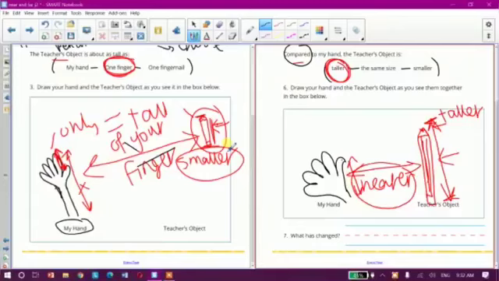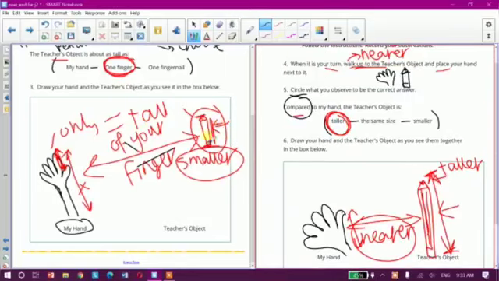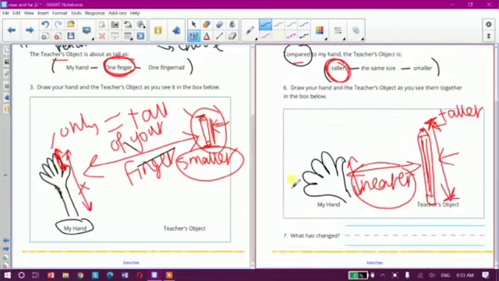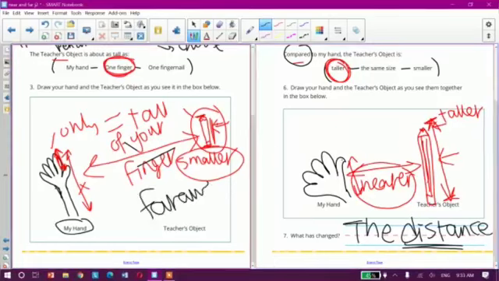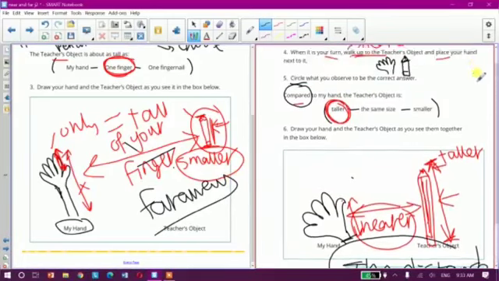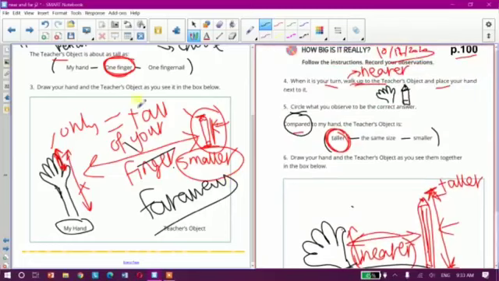So if I return again to my school book on page 100, I will find there is a difference between what? Between size or between distance. Yes, between the distance. So I will write here what has changed: the distance. Write the distance, and you will find that here the pencil is far away from our hand, and here it is nearer. Near and far, the difference in distance. Please write distance below on page 100, okay?